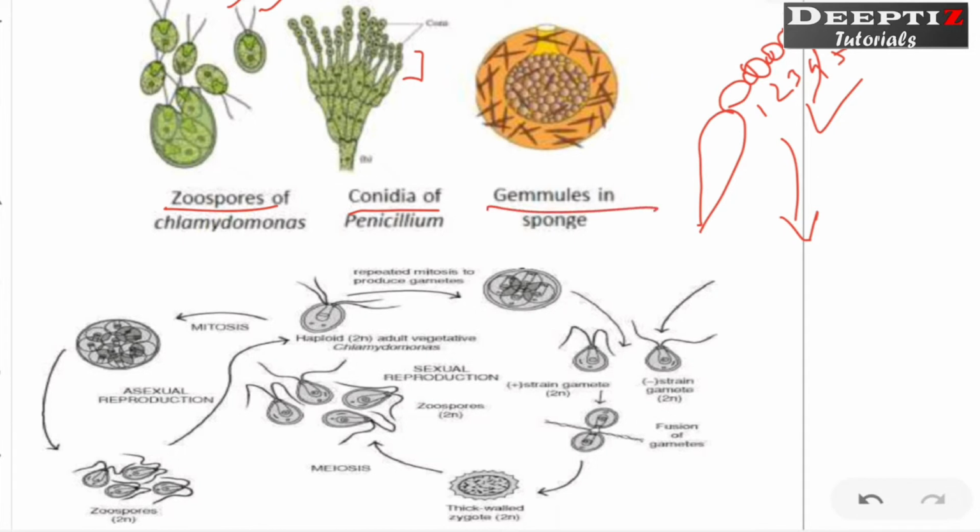Do you remember what this one is? Gemmules, where is it present? Please revise it. What is the speciality of this one? What do we call it and where is it present, right? So here one example is given.